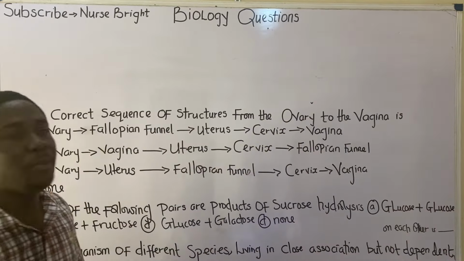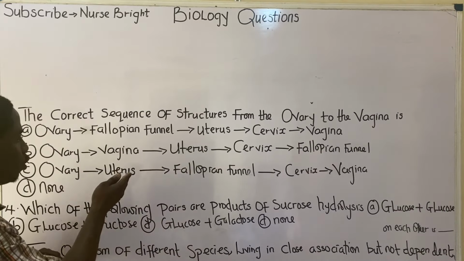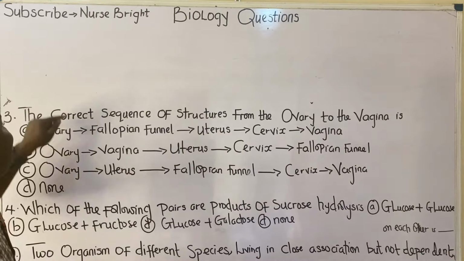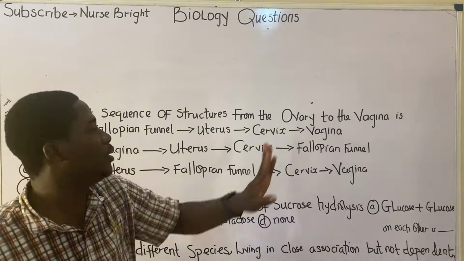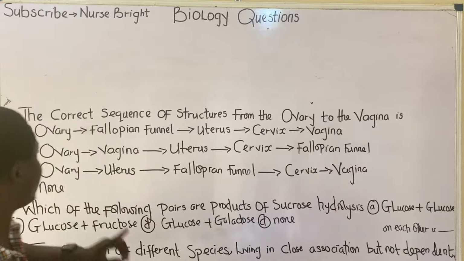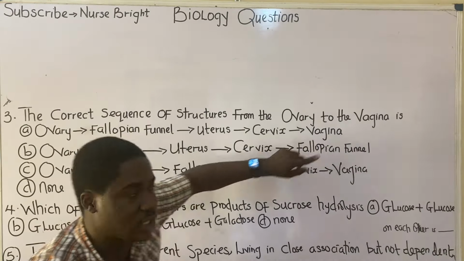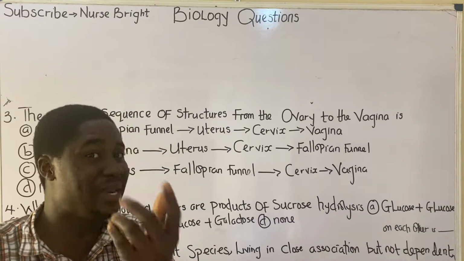So in the female, looking at these options, I can actually eliminate. It's easy because they told me the correct sequence of structures from the ovaries to the vagina is what? Look at option A: from the ovaries to the vagina. Option A is likely to be the answer.